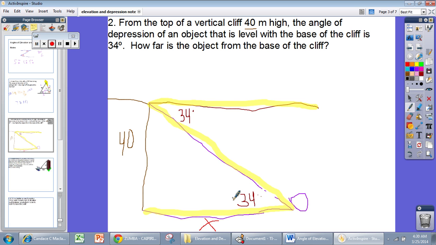Okay, so from this 34, I'm going to use this one down here. 40 is very, very far away, so 40 is my opposite. And right next door is my adjacent. And this one that I don't care about is my hypotenuse. Since we're using opposite and adjacent, we need tangent. So tan of your angle, tan of 34.